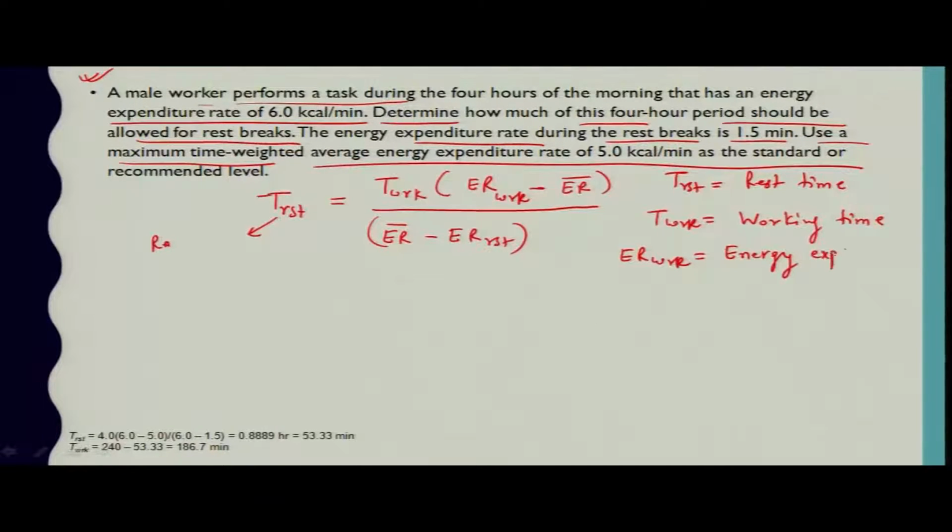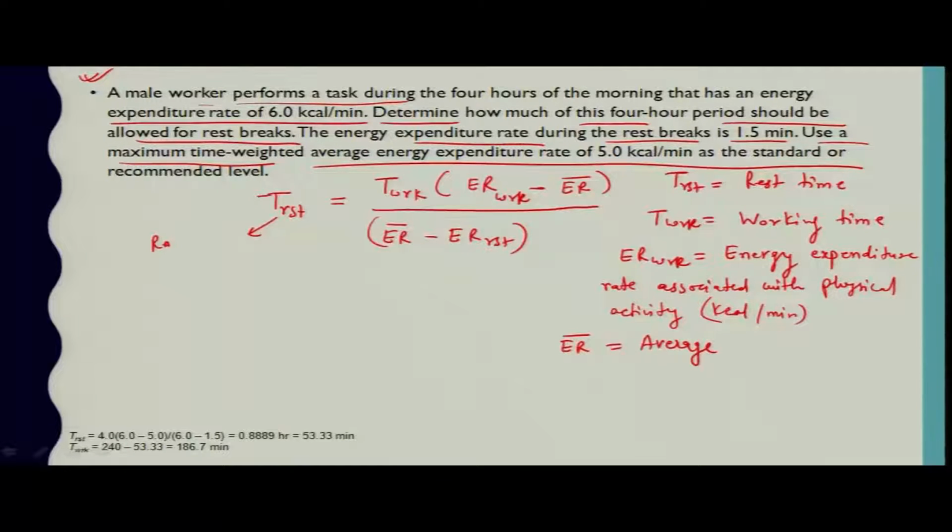ER WRK equals the energy expenditure rate associated with physical activity, expressed in kilocalories per minute, and this particular ER bar is the average acceptable energy expenditure rate. So these are the explanations of the particular terminologies that we have used in the formula.